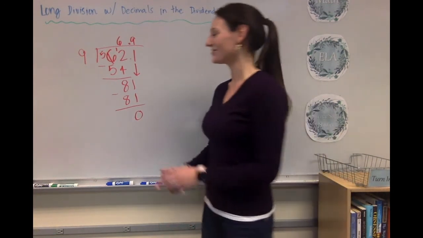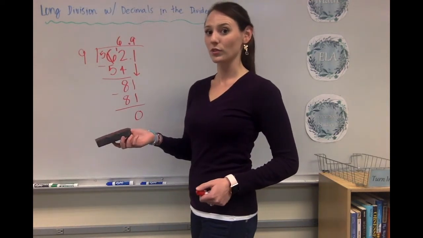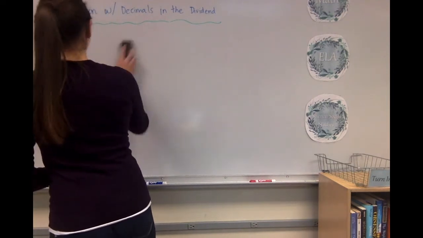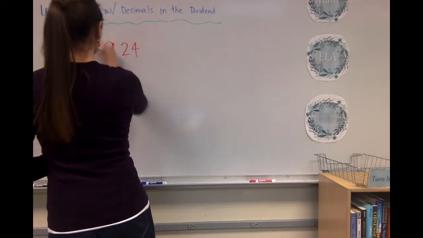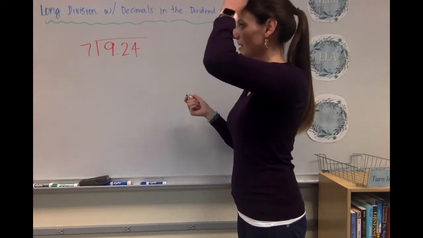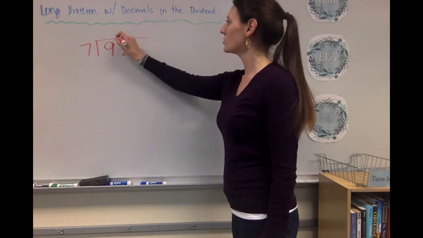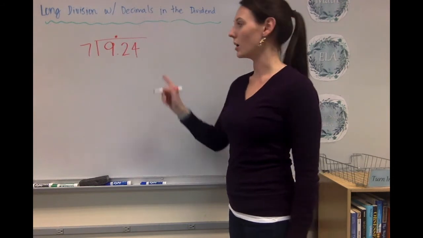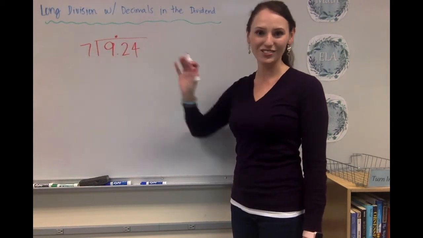Okay, let's do one more problem. So our next problem is going to be 9.24, or 9 and 24/100ths, divided by 7. Okay, so let's get started. So, like I said, we just bring the decimal straight up, and that's the only thing that's really any different. So we just bring it straight up, and it's just perfectly lined up where it was originally in our dividend. Okay, now our answer is ready to go, and we can solve just like normal.